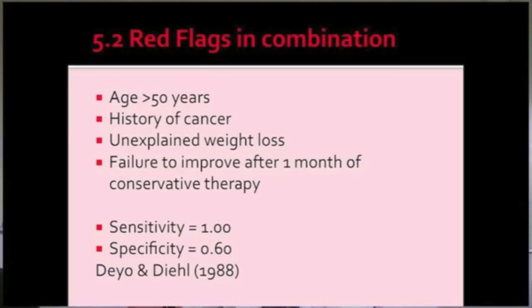So what Deyo and Diehl found was that age over 50, history of cancer, unexplained weight loss, and failure to improve after 1 month of conservative therapy gave a sensitivity of 1 and a specificity of 0.6. So if a patient comes in with that combination of factors, or that combination of red flags, you can be almost certain that they're presenting with a cancer. Okay? So it's a really important combination that we really fix in the back of our minds.